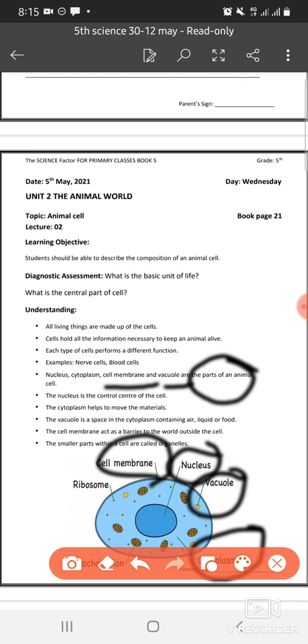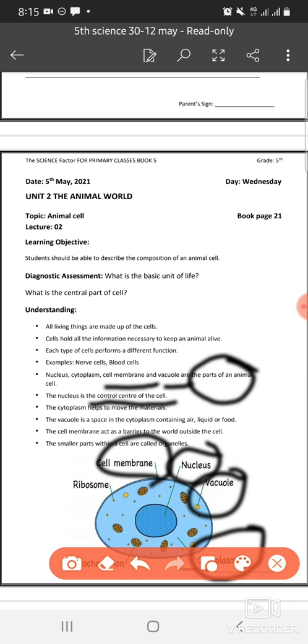Next point is the function of these main parts. The nucleus is the control center of the cell. Means all the information of a cell is stored in its nucleus. It is the control center of the cell.